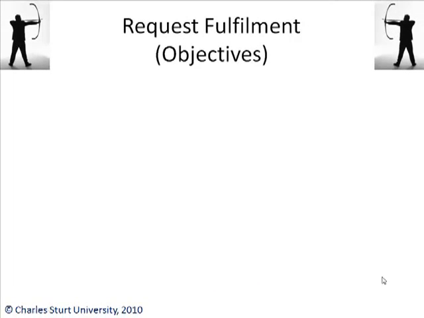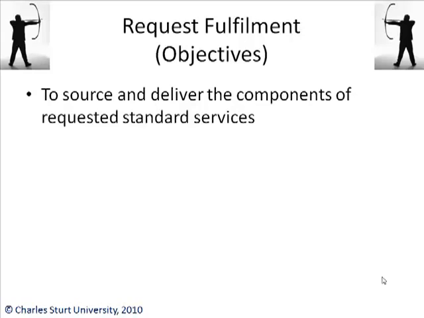Because ITIL doesn't really give you goals or a purpose for the process, they give you a whole list of objectives. So here are two more objectives. To source and deliver the components of requested standard services. For example, a user needs a new toner unit, or they need a replacement battery for their mobile phone. And again, that can actually be dealt with by this process.